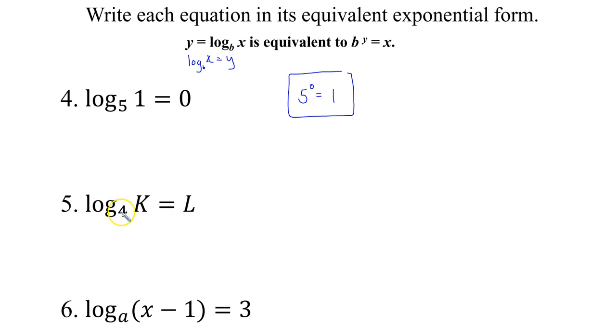Same thing on number 5. Identify your base for your logarithm. That would be 4. 4 is raised to the power of the value of the logarithm, so 4 to the L is equal to K.